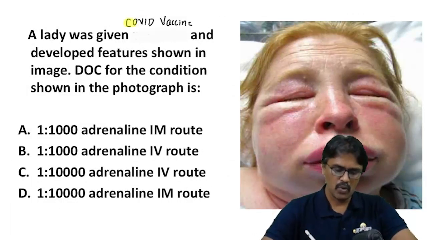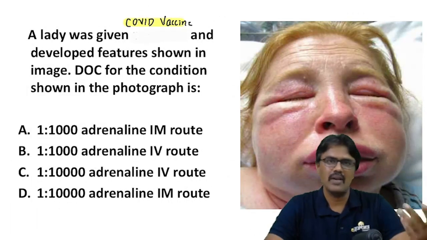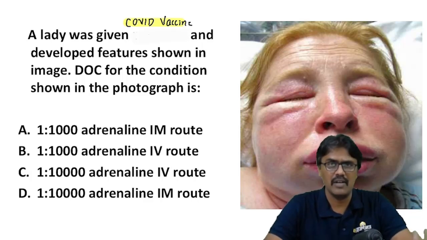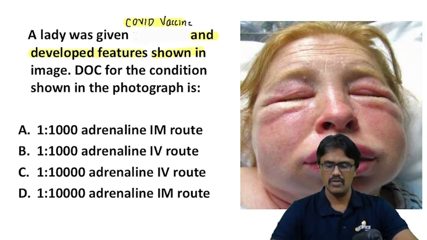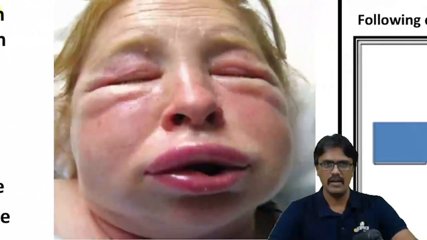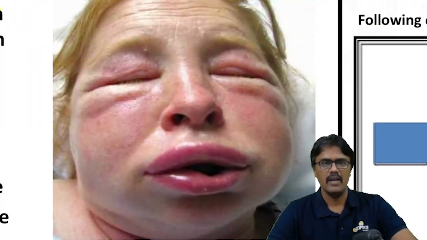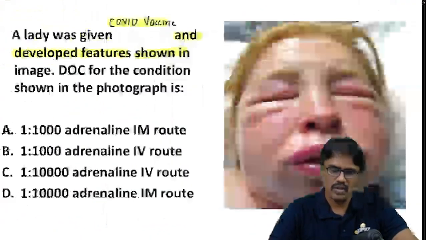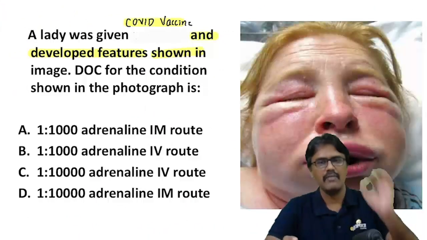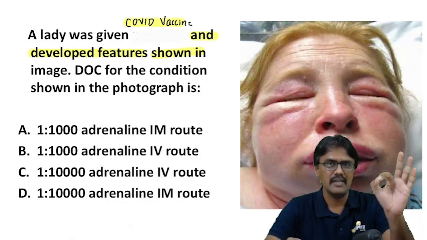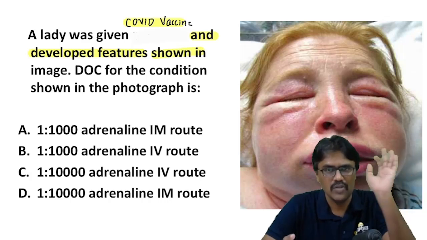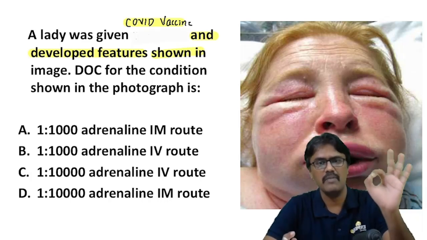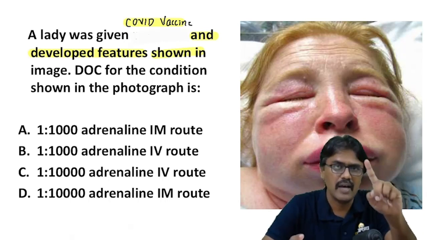So a lady was given COVID vaccine. It may be Covaxin or it may be Covishield or it may be Sputnik V. And after giving that, she developed features shown in image. Now, what are the features? See in the image. Let me pull this here. You can see swelling of lips, swelling of eyelids. So this will point towards anaphylaxis. Now, one of the problem when a vaccine is given is anaphylaxis because many are allergic to the ingredients. So that's why any vaccine center should be prepared with one of the drug to combat this anaphylaxis.